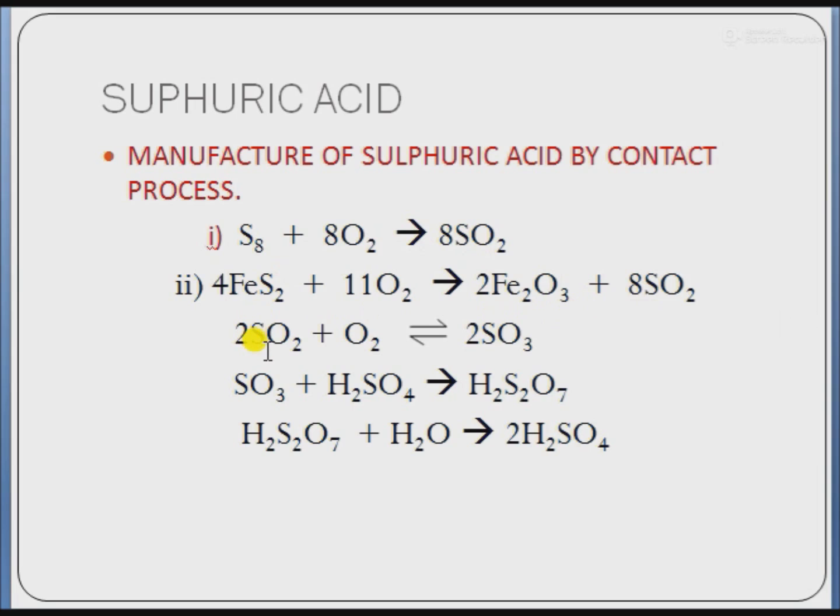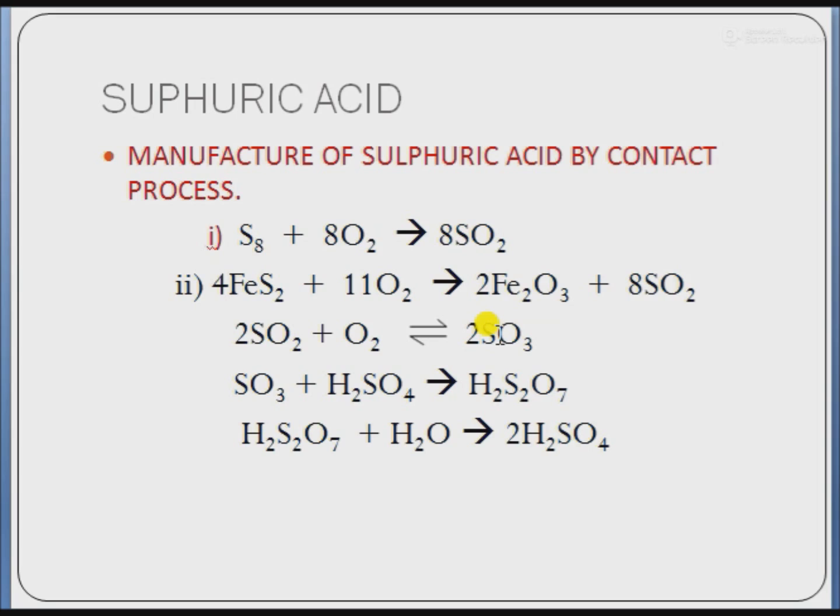And next step is catalytic oxidation of sulfur dioxide by air to give sulfur trioxide. And this is in accordance with Le Chatelier's principle. There are following favorable conditions for the maximum yield of sulfur trioxide, that is high pressure, low temperature, use of catalysts like vanadium pentoxide or platinum, purity of gases, excess of oxygen for the maximum yield of sulfur trioxide.